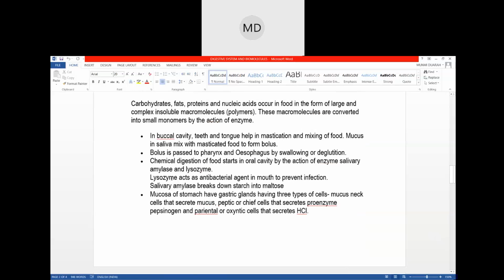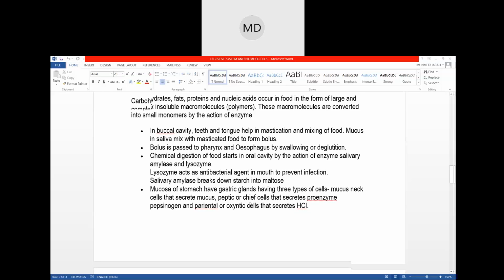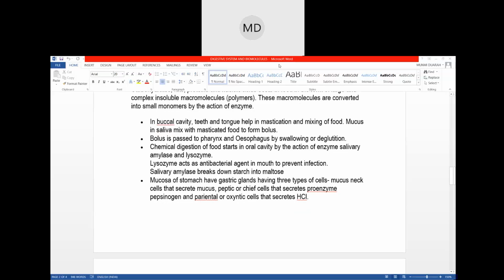There is salivary amylase and lysozyme. Okay, I'll give the PDF. Don't worry, I'll give the PDF. No need to take screenshots. Okay, what is the time? Okay, we have time.